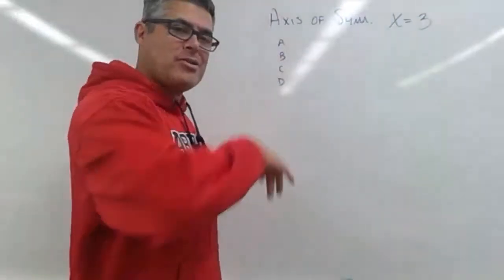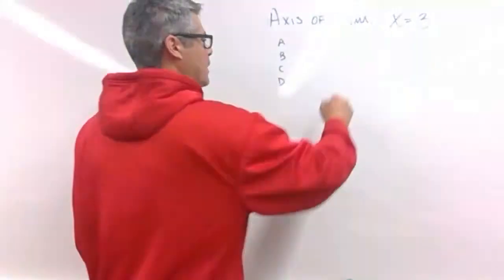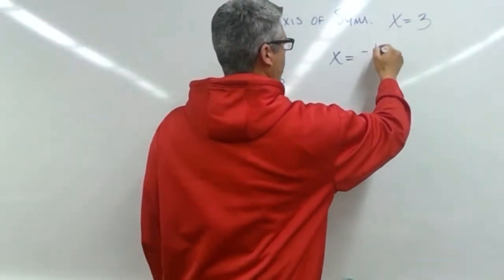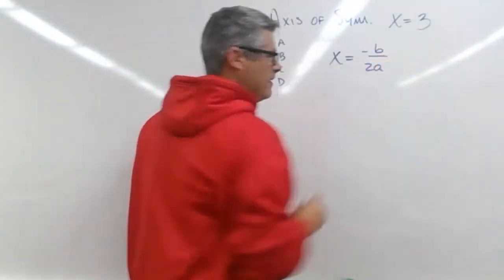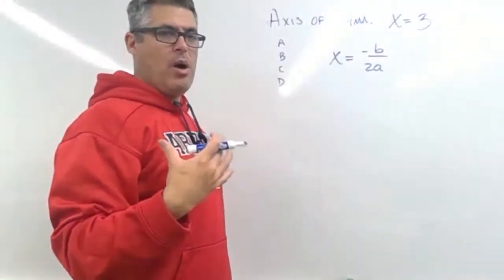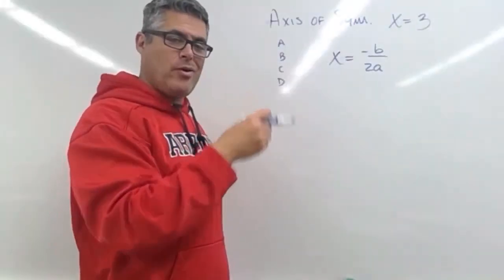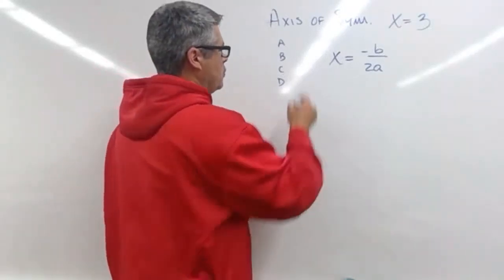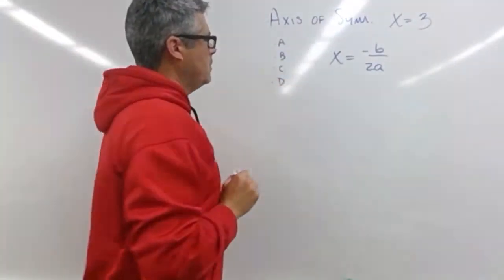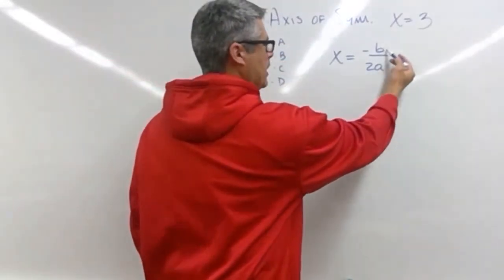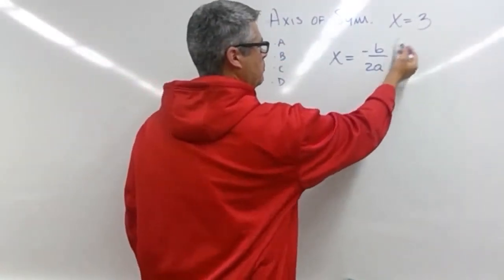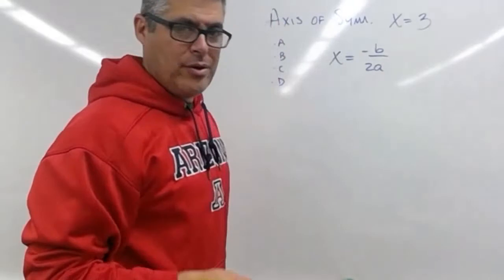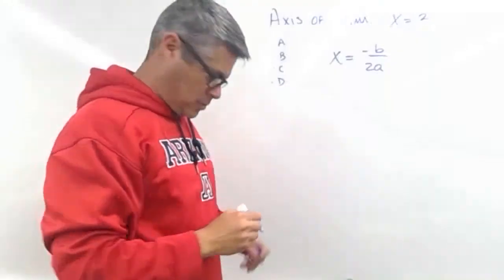Well, now we go back to our very first lesson, where I gave you a little formula, -b over 2a, that will help you find the x value of the vertex, which happens to also be the axis of symmetry. So you take your 4 choices, you take their b value, you plug it in, you take the a value, you plug it in, and you see which one gives you an x value of 3.